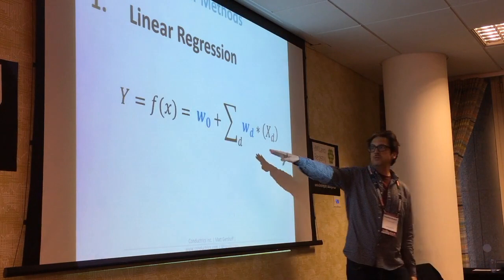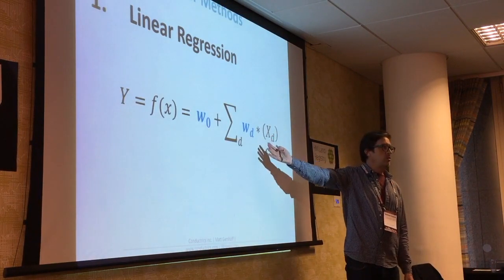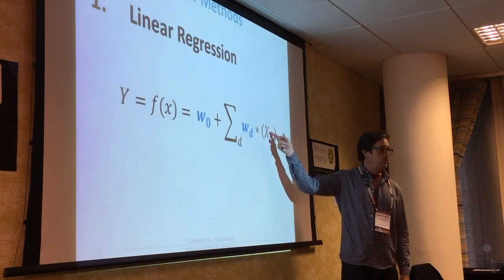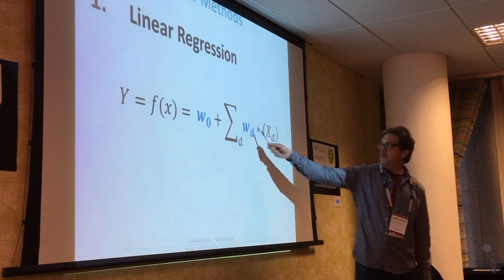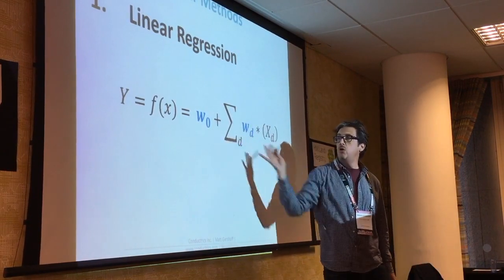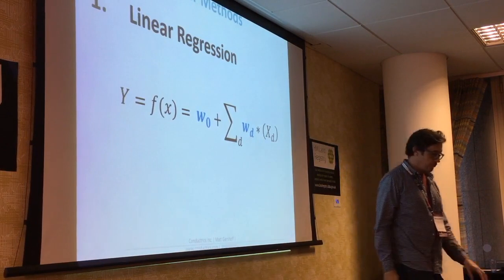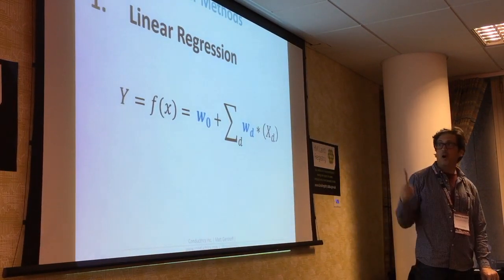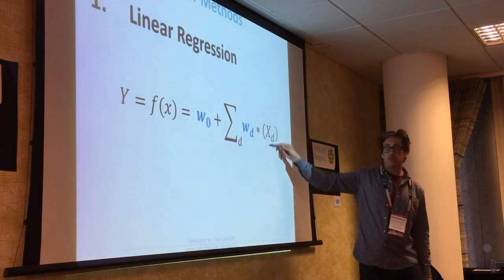Okay, so we want to learn this. This is a linear model, right? And this is the input here. What we're trying to learn are these two guys. We don't know the relationship. It's a function, but we're basically saying Y is a function of X, and X can be multidimensional.